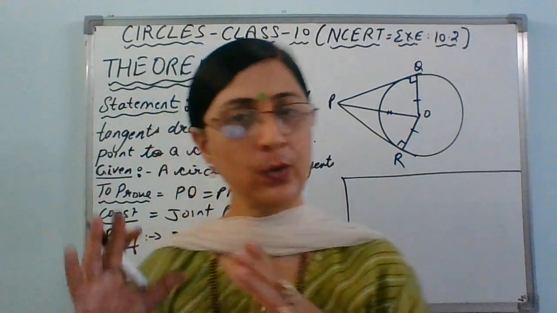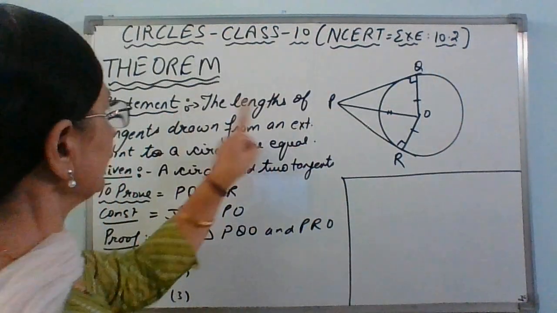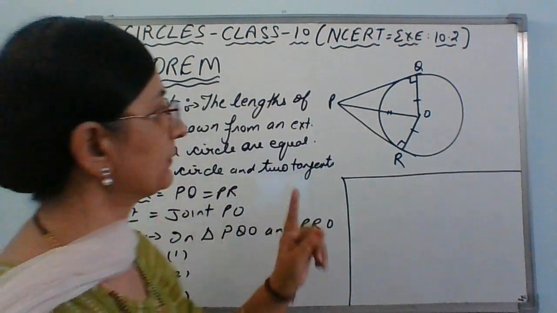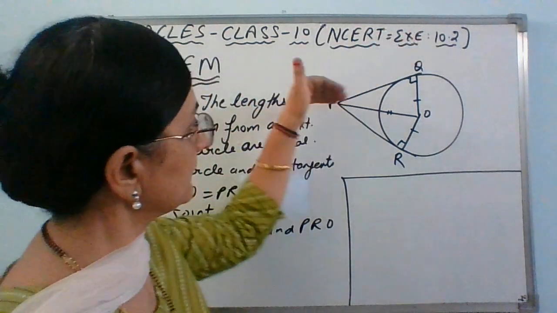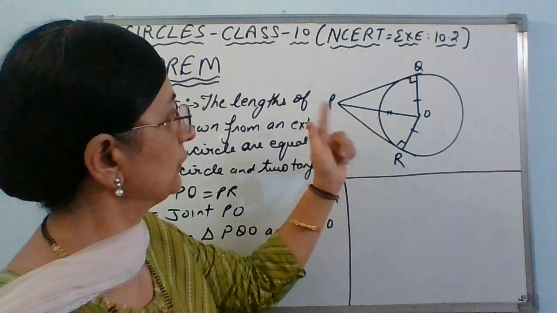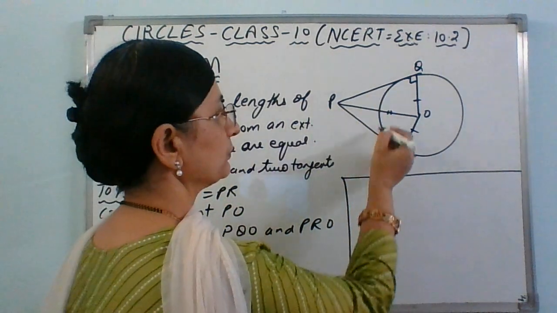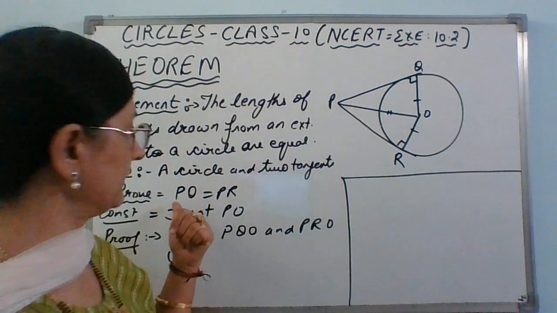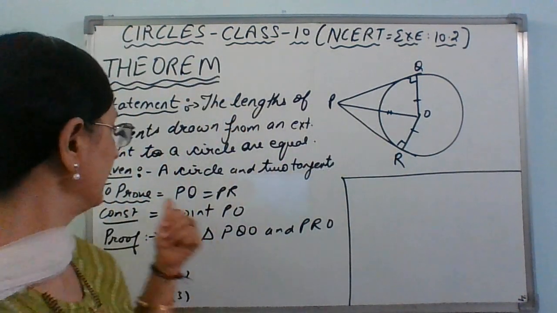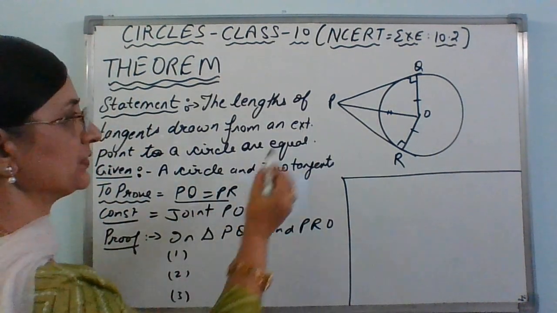This is a theorem. What is the theorem? The statement says that the lengths of the tangents drawn from the external point, P is an external point, are of equal length. We have to prove that PQ is equal to PR. So here what is given is a circle and two tangents. To prove, we have to prove that PQ is equal to PR.